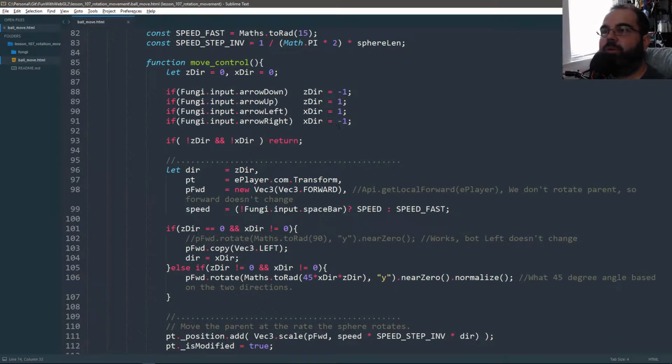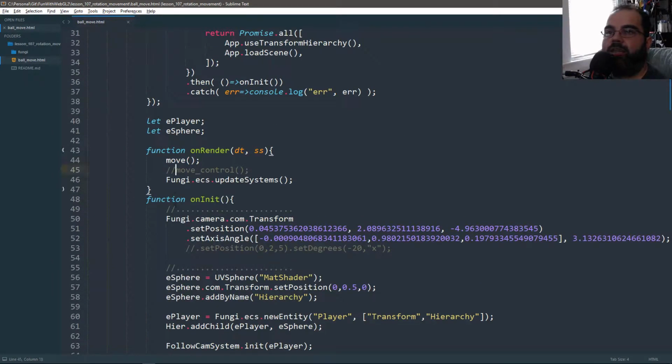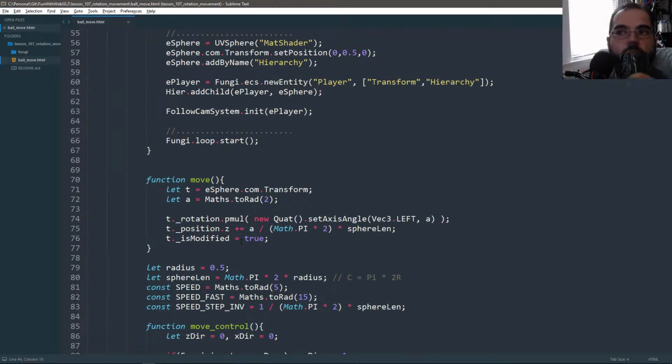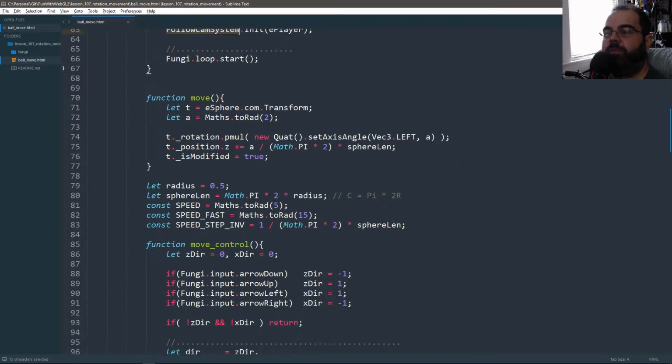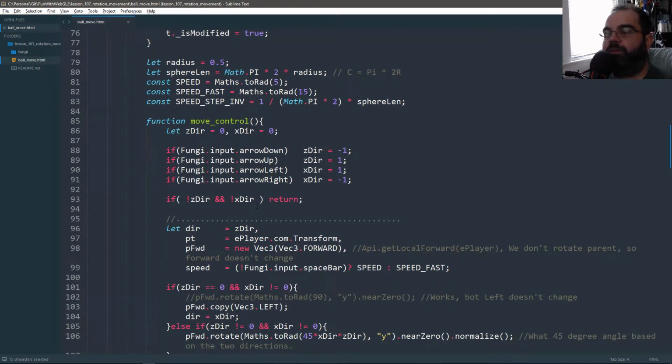All right, so in the next version, we're going to add controls to it. We're going to control the movement with our keyboard, using the arrow keys. I have a follow camera thing I added. It doesn't seem like it's working, though, but it probably only works when I have controls.